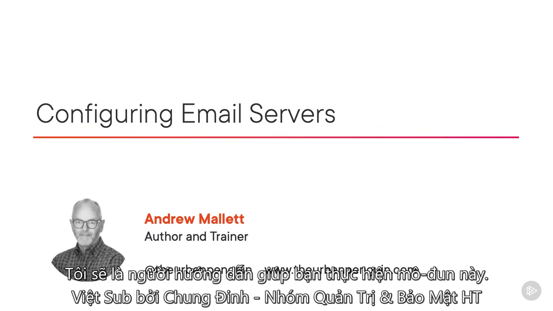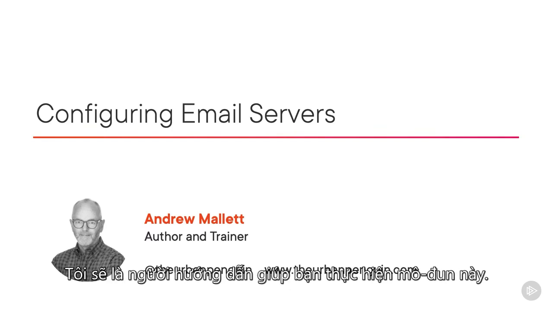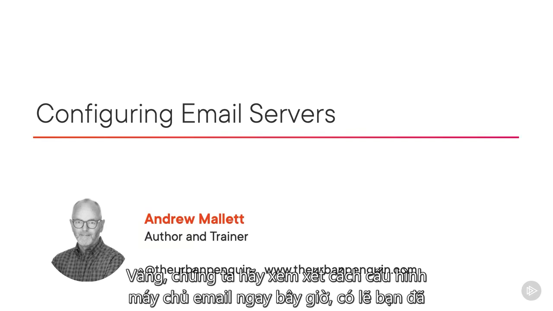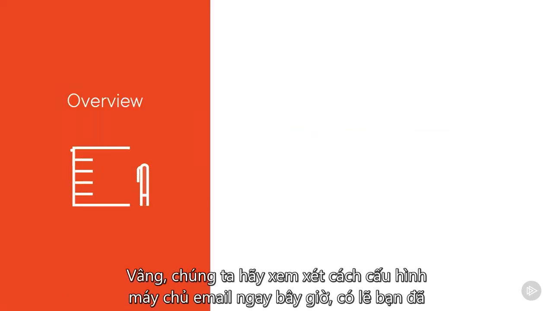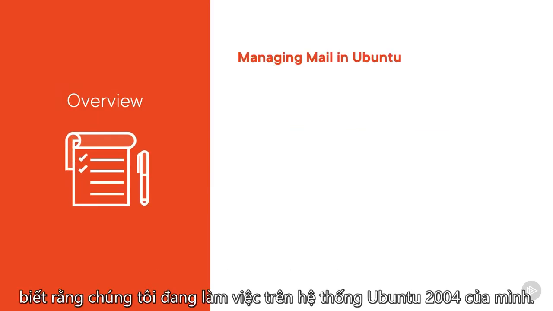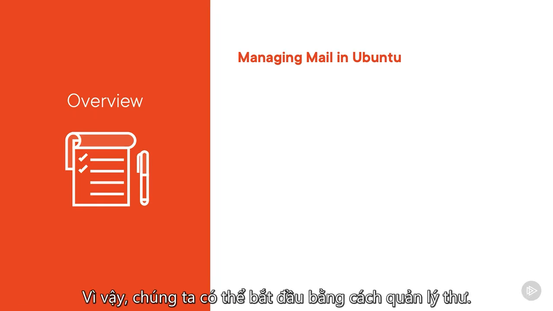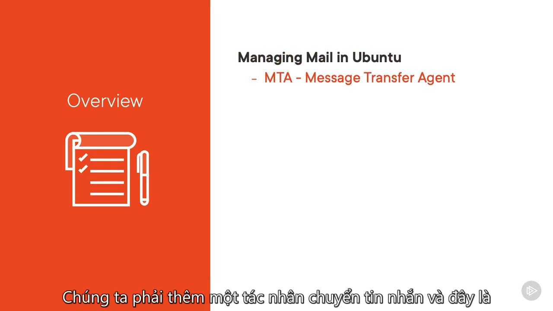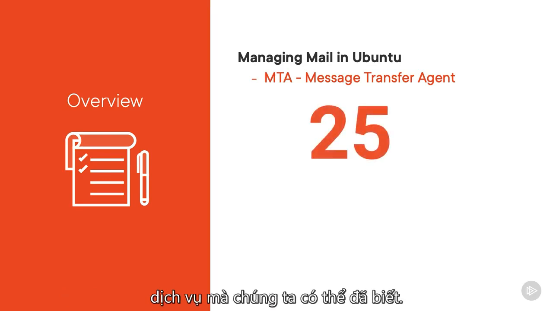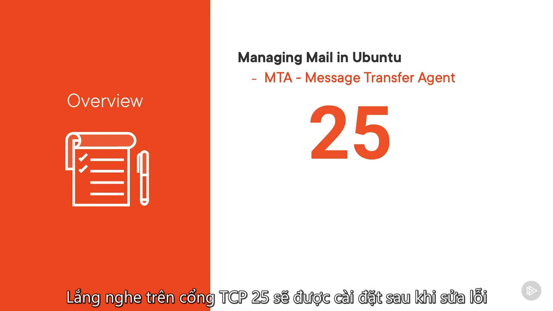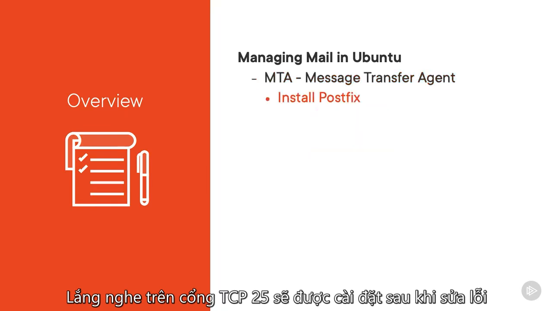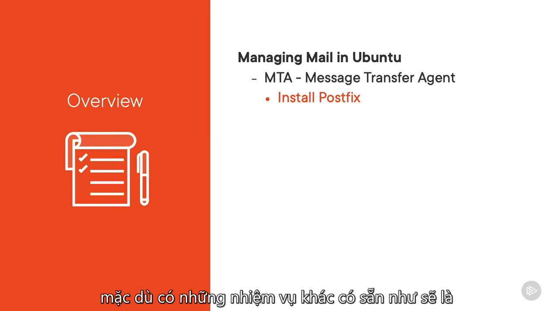I'm going to be your instructor to help guide you through the module where we take a look at configuring email servers. Now, you probably already know that we're working on our Ubuntu 20.04 systems, so we're going to be taking a look at managing mail. To begin with, we're going to add a message transfer agent, an MTA. This is a service that we probably already know listens on TCP port 25. We'll be installing Postfix as our MTA, although there are other MTAs available, such as Exim.